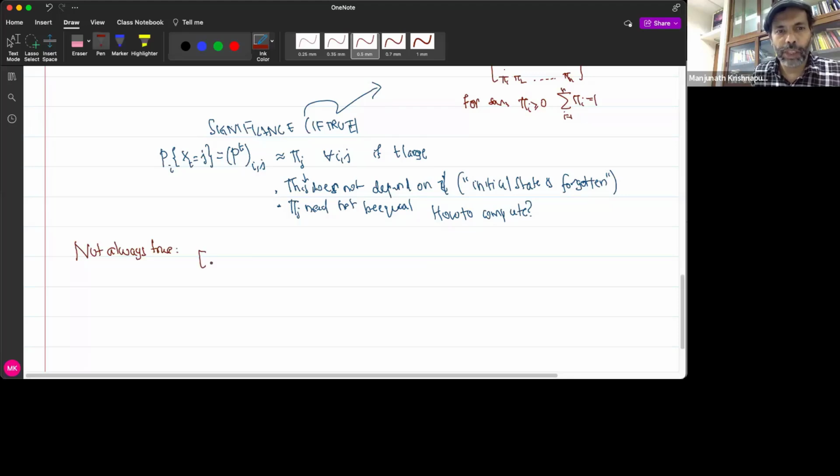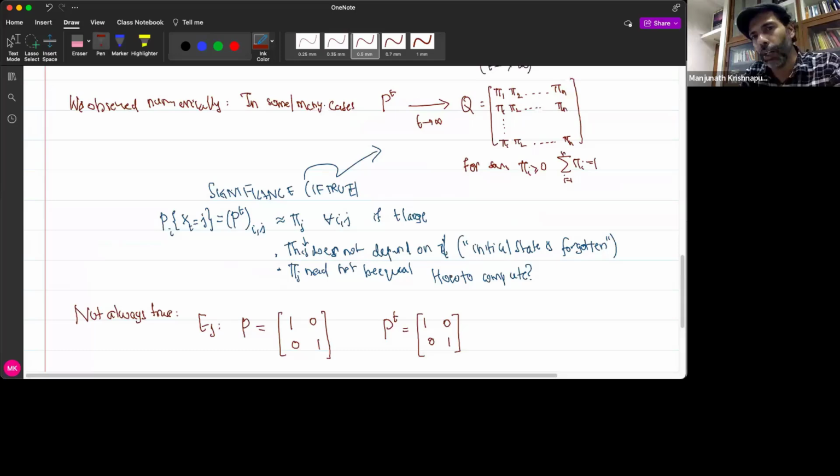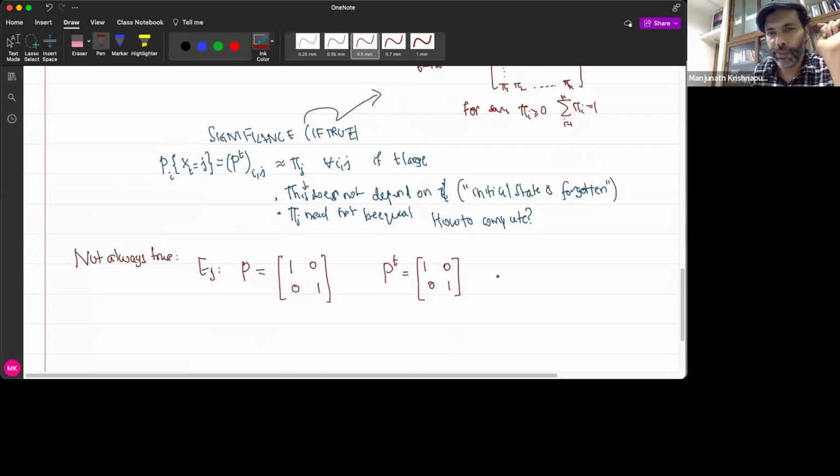So let's give two examples. Suppose P is a simple 1, 0, 0, 1. This is a transition matrix, a stochastic matrix. Row sums are 1, entries are non-negative. What is P to the power of t? It's the identity matrix. However many times you multiply, you'll get back the same thing. So what is this telling? It is not converging. All the rows are not becoming equal.